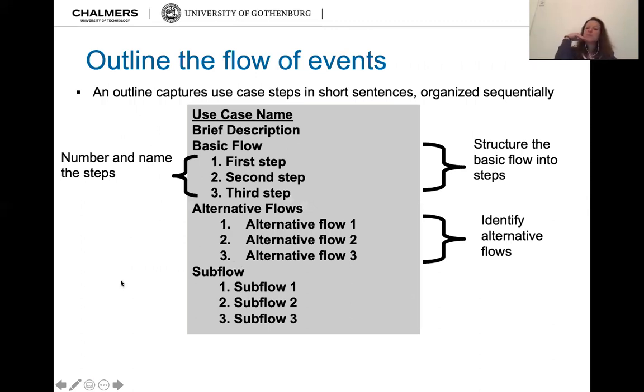So just as a brief, more generic, schematic overview, an outline captures use case steps in short sequences, and they're organized sequentially. And this is the largest part of the Cockburn template. At the beginning, you have the context information. At the end, you have the additional attributes. And in the middle, you have that main outline. And this outline has all the steps numbered, the basic flow, and then you have the alternative flows and subflows. So you have your extensions and your variations.